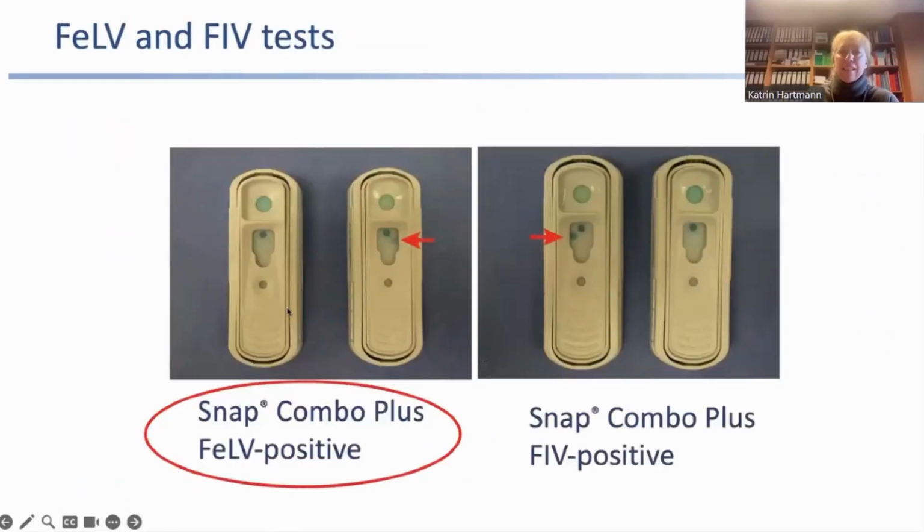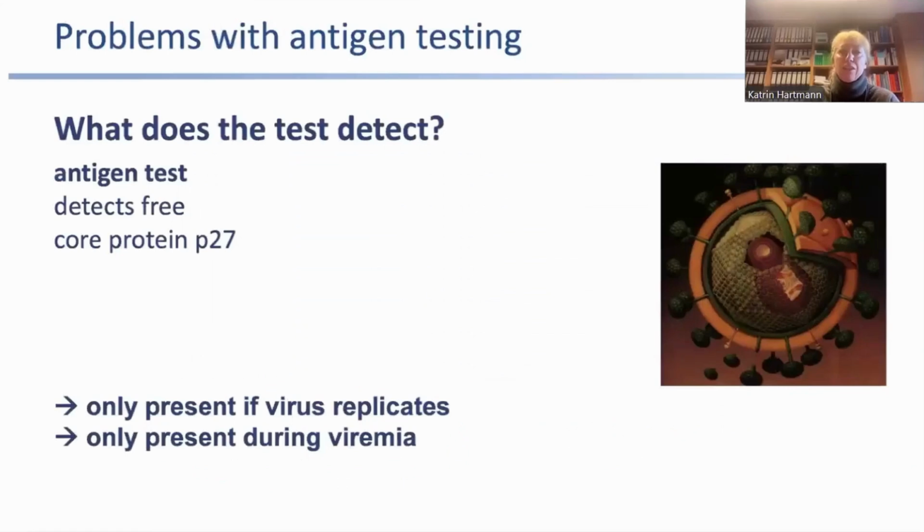Testing, again, we usually use these in-house tests. So a positive in-house test, very important to realize, we detect antigen. Antigen is a protein of the virus. We detect free protein P27. And this protein is only present when the virus replicates, only present during viremia.